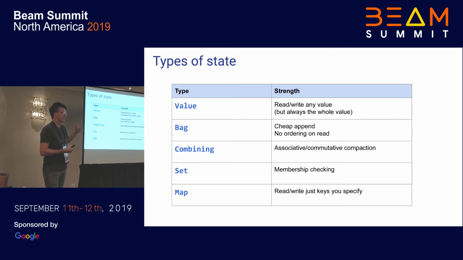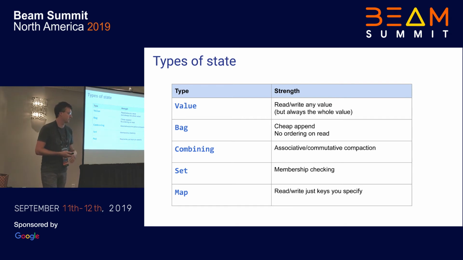Combining state is essentially a bag of accumulators, or rather you don't really know what's going on. You give the runner a combine function, and it can use that to compact the state. So a bag state can get really big. A combining state is expected to not ever grow, or at least have bounded growth, and is managed by the runner.